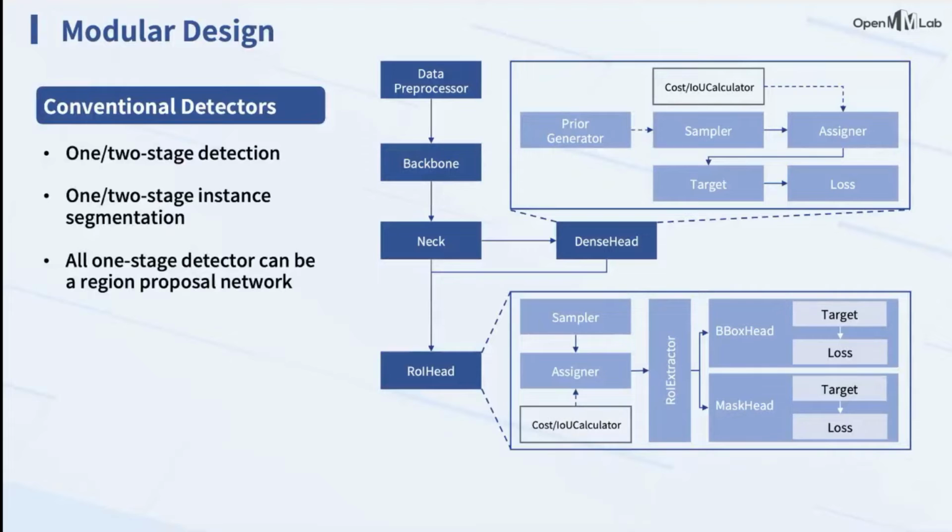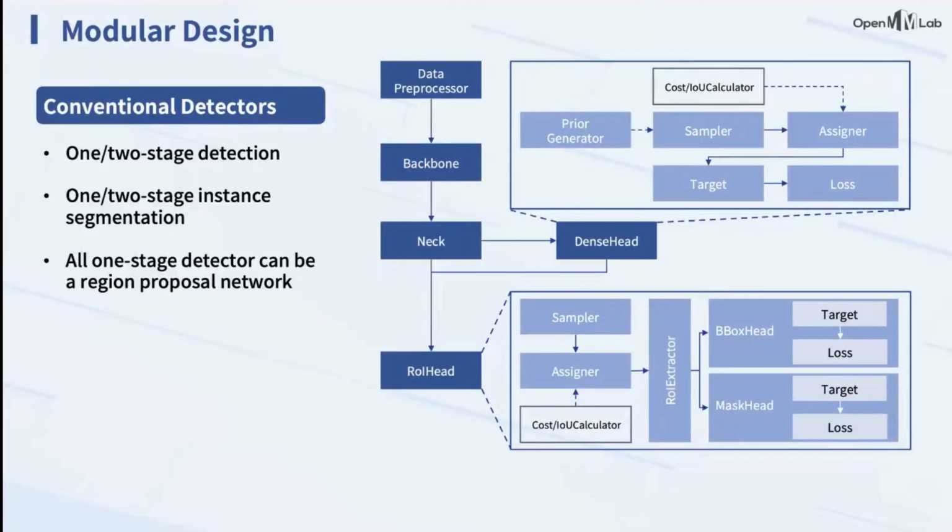And in MMDetection 3, we allow our one-stage detector to become a region proposal network. So basically, after predicting a set of objects, we could send these bounding boxes to the ROI head to do further refinement, as was done in the first R-CNN. So we could use the ROI extractor to extract the features and use the box head and the mask head to predict boxes and instance masks.